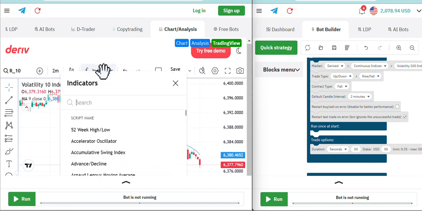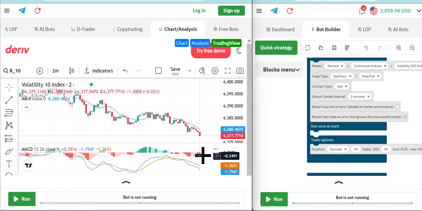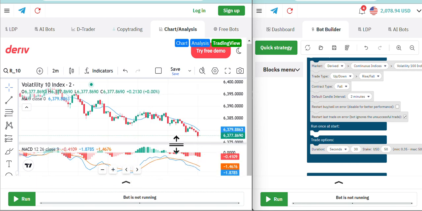We are going to add other indicators like MACD. On the MACD, we use these histograms. You can see we have the dark green histograms and the dark red histograms. The dark green histograms always show you that this market is on a perfect rise, and the dark red histograms show you that this market is on a perfect fall trend.